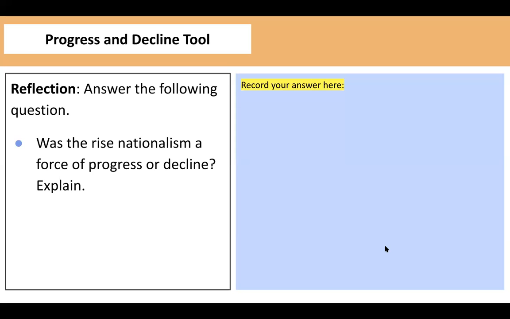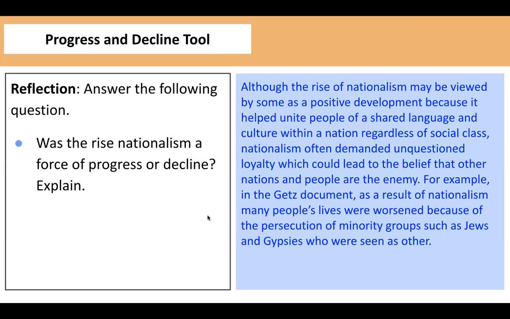Great. I'm going to show you my response and talk you through why my response went the way it did. So my response was, although the rise of nationalism may be viewed by some as a positive development, and this comes directly from that language of progress and decline, it's one of our sentence starters. So, although the rise of nationalism may be viewed by some as a positive development because it helped unite people of a shared language and culture within a nation, regardless of social class, nationalism often demanded unquestioned loyalty, which could lead to the belief that other nations and people are the enemy.